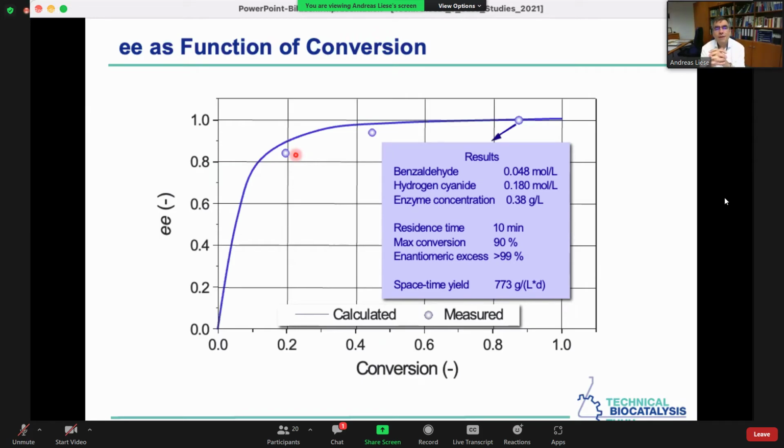What could be the explanation in this continuous operation, if the conversion in the reactor is dropping, from 90 down to 43 to 20% conversion, that at the same time the enantiomeric excess is decreased? Why is this? Can anyone explain? You can explain it with all the results we have generated together.